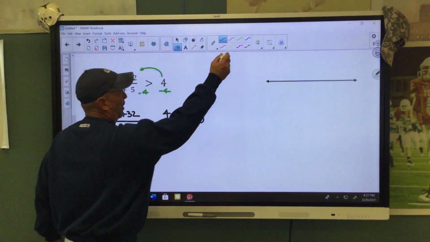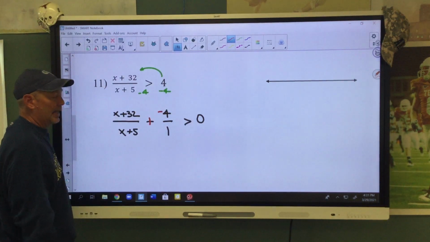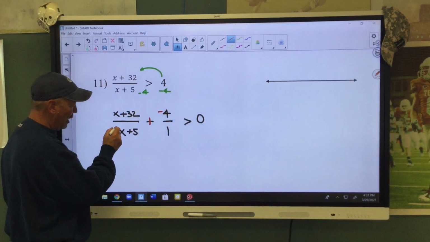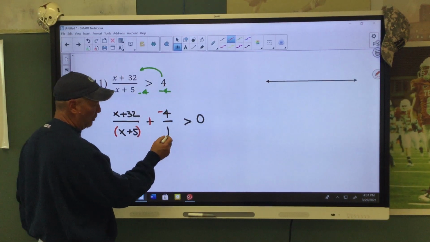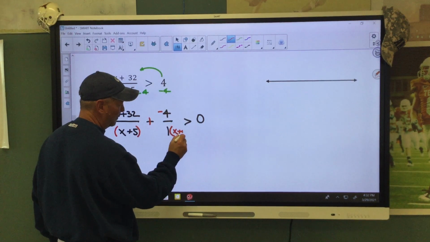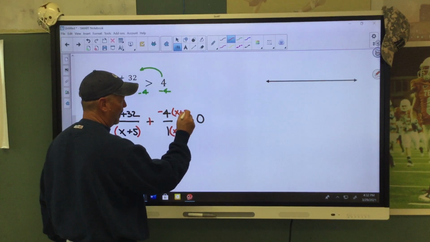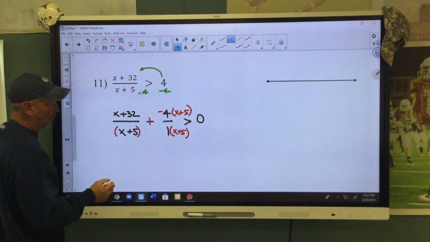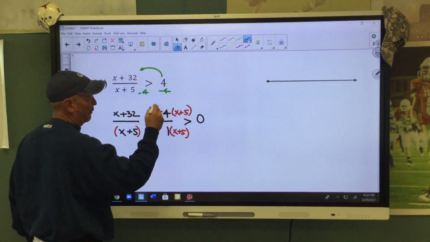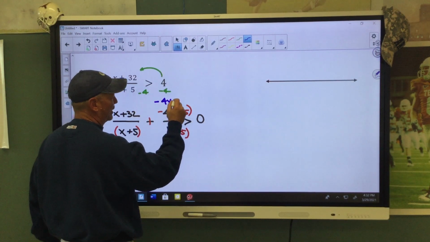I'm going to take care of the minus sign. We want to try to take care of this so we don't forget it. And then I have to multiply and get a common denominator. My common denominator will be x plus 5. So we're going to multiply times x plus 5. We're going to multiply times x plus 5. So when I distribute, this is going to give me negative 4x minus 20.